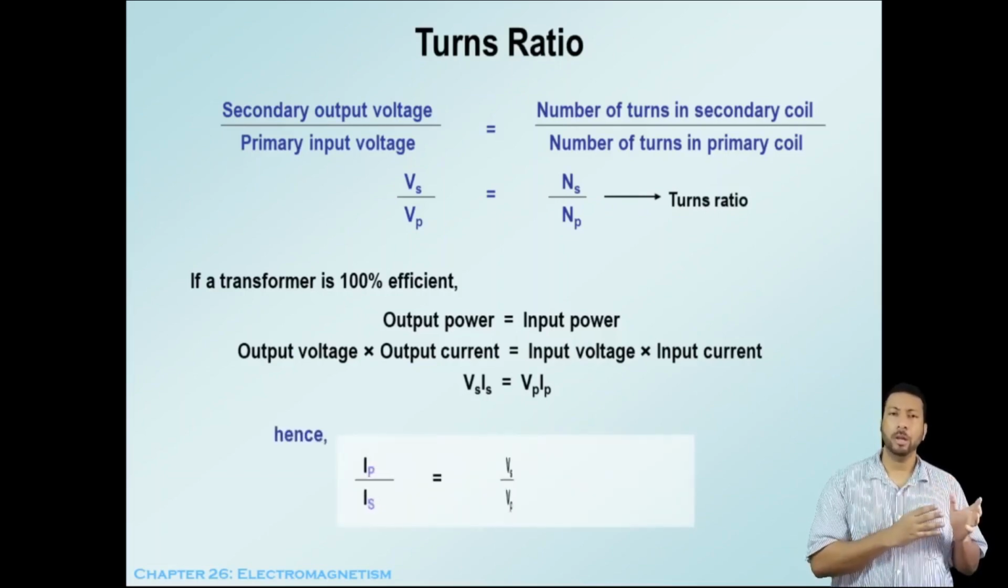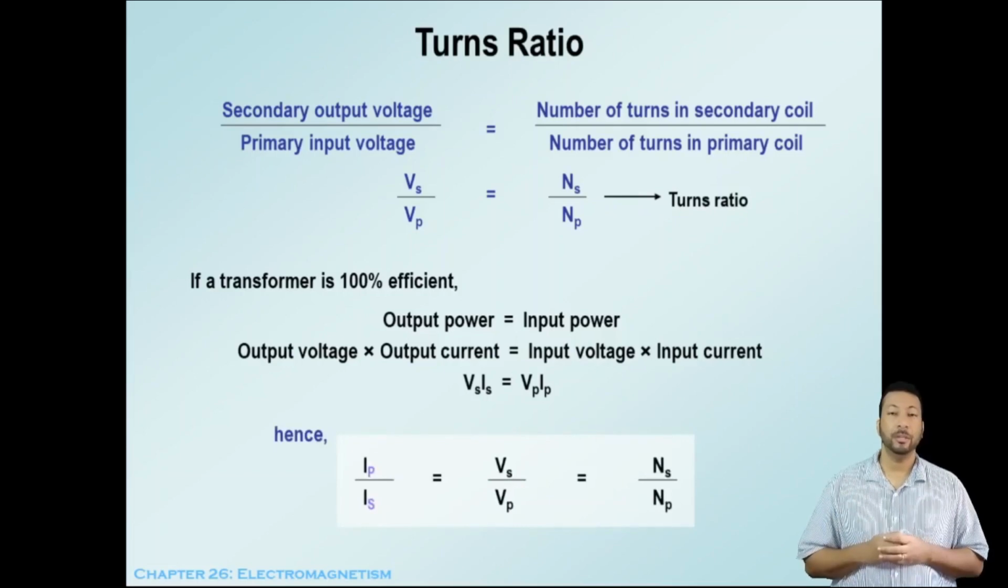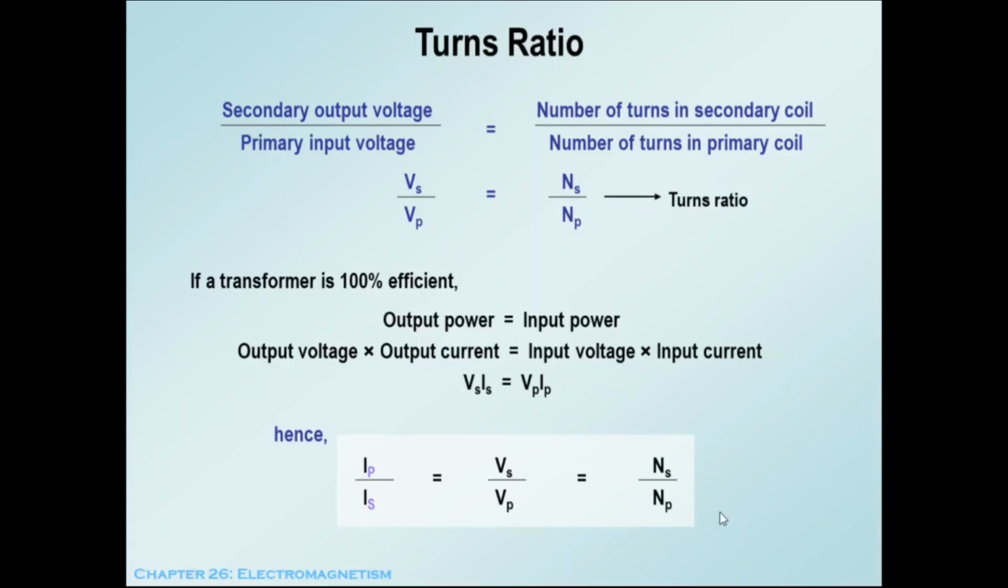If we combine those two formulas, we'll see that Ip over Is is equal to Vs over Vp, which is equal to Ns over Np. The key thing to note here with this overall formula is that the number of turns of the coil and the voltage, those are directly proportional to each other. The Vs corresponds with the Ns and the Vp corresponds with the Np.